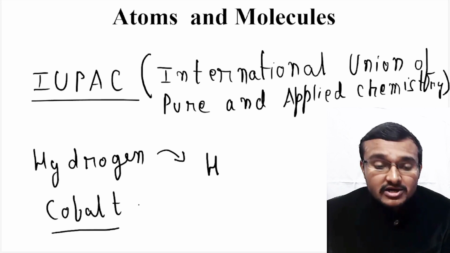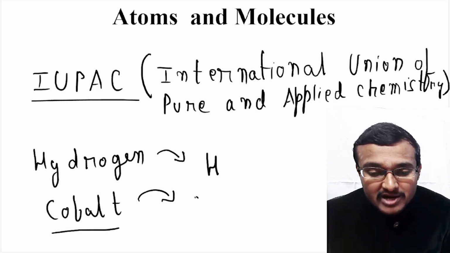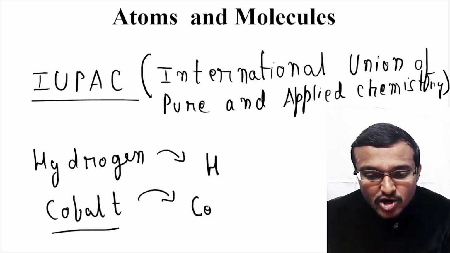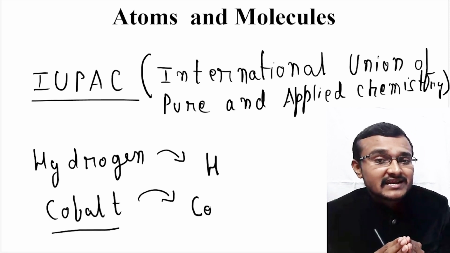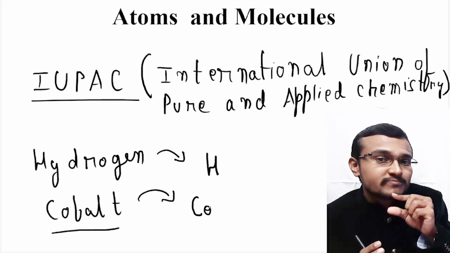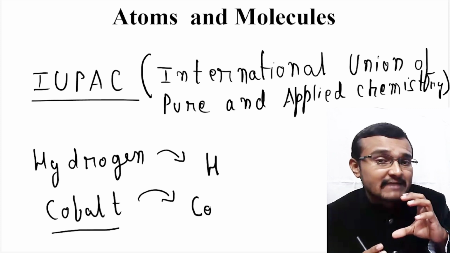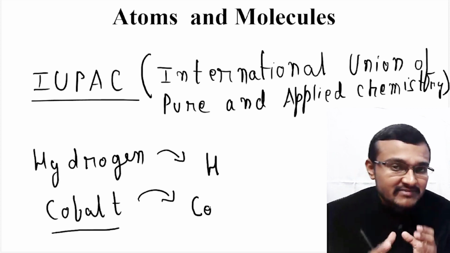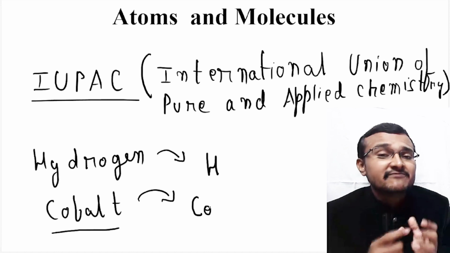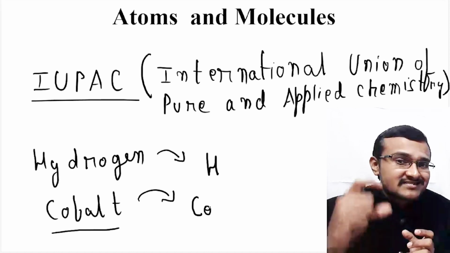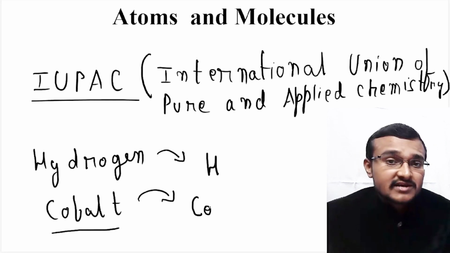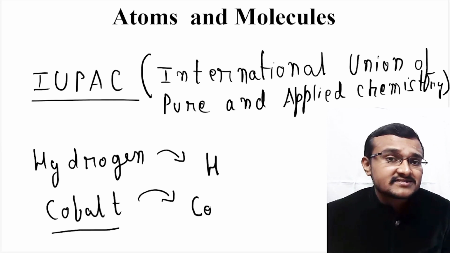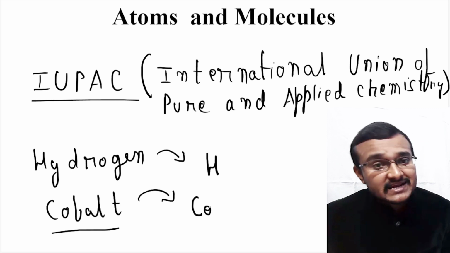For example, cobalt. The symbol of cobalt is capital C and small o. If you are taking the second letter from an element, that letter should be small and the first letter will be capital. This is applicable for a few elements in the periodic table, and a few elements have just a single letter, that is the starting letter of the name of that element.